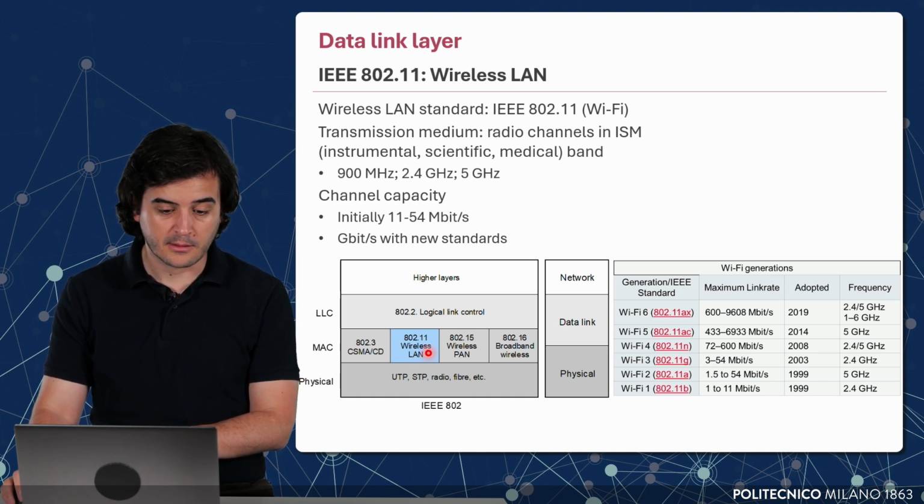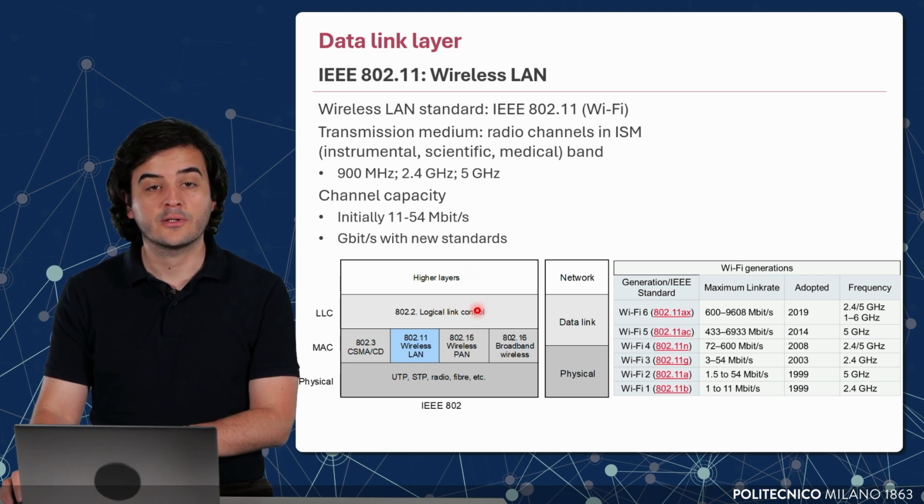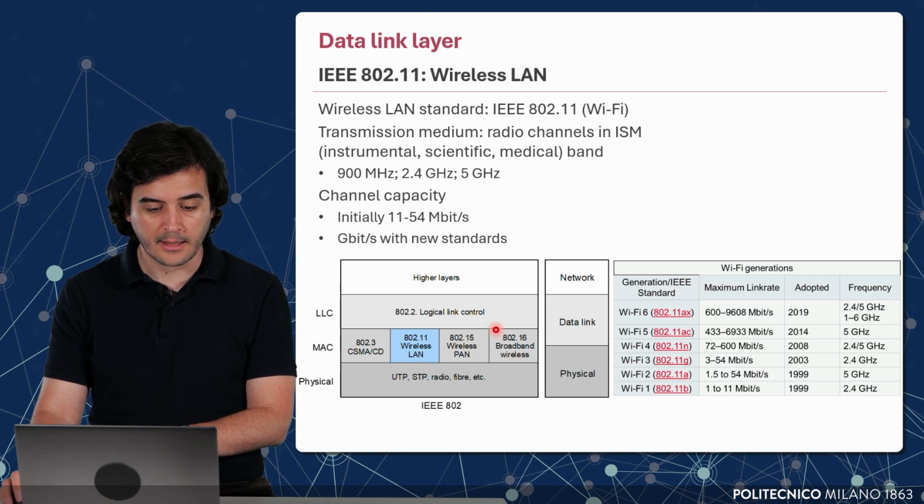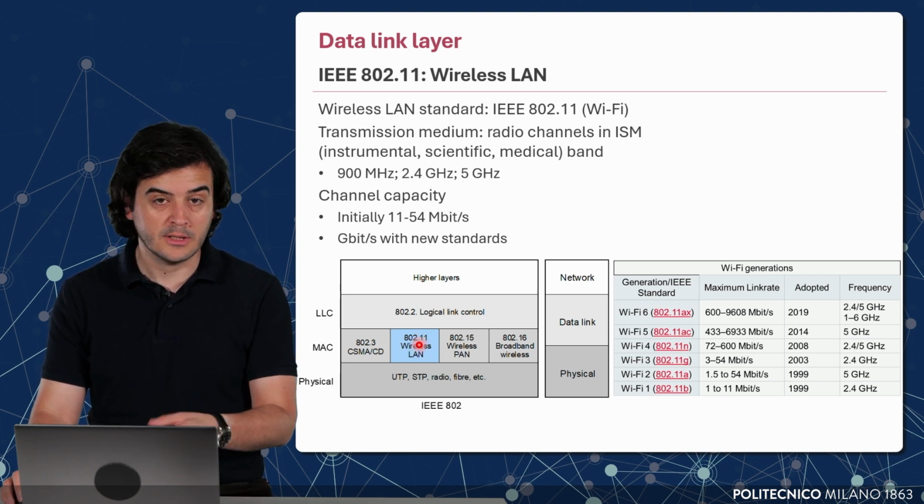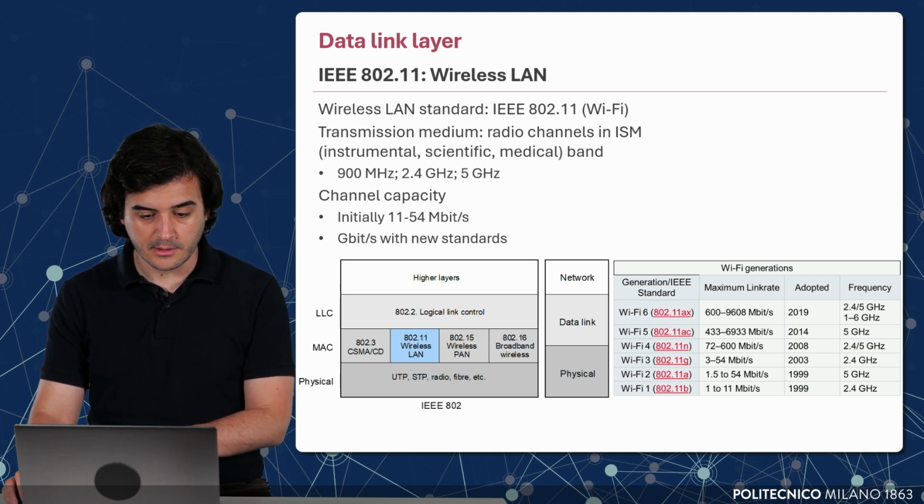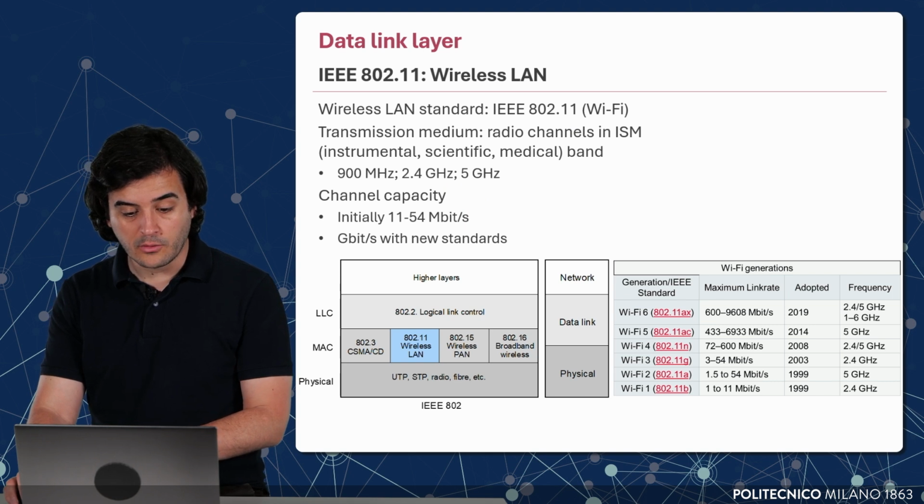We notice here that again the logical link control and the higher layers are the same regardless of the type of technology that we communicate, whether it's Ethernet or wireless LAN. However, in the MAC layer, 802.11 defines exactly the way how we should transmit the messages and the details of these messages for the wireless LAN. There are different types of standards depending also on the characteristics of the physical medium that we use and also on the type of speed that we can provide.